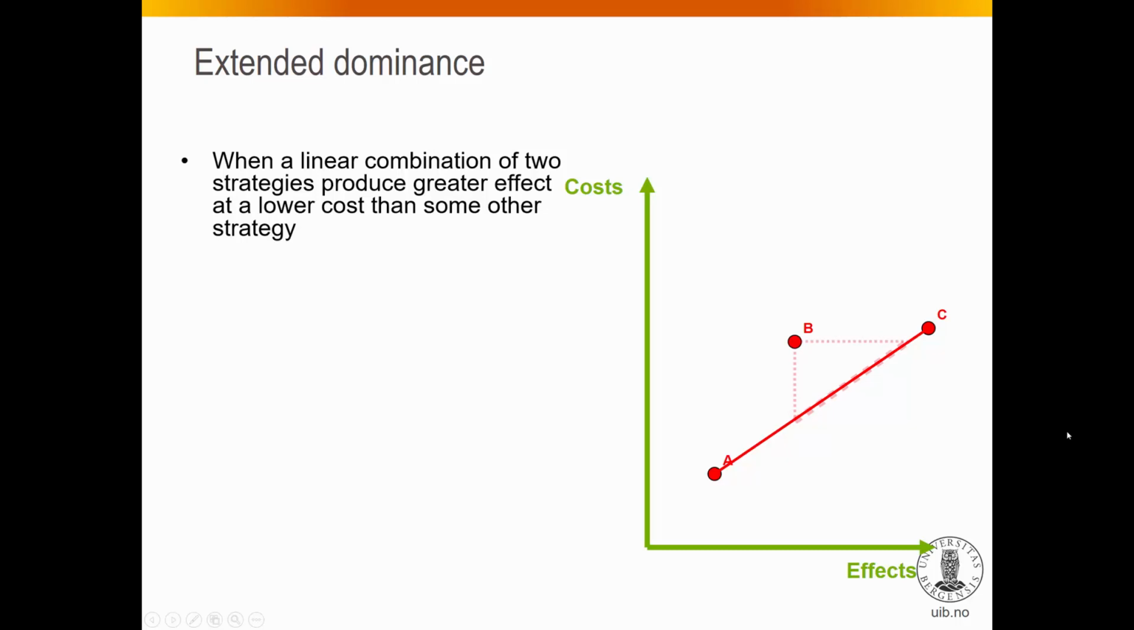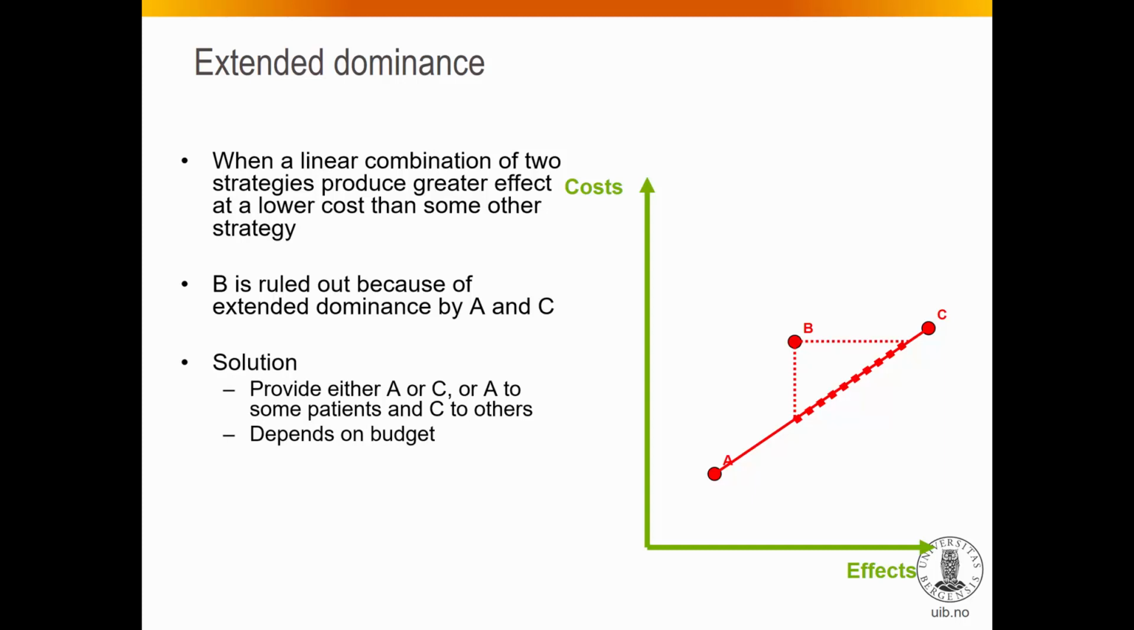In this case, we see that B is ruled out because of extended dominance by A and C. So for a certain sector of the linear combination, B is more costly while also being less effective compared to the combination. So this is dominance. So in this case, we provide either A or C, or we provide A to some patients and C to other patients. It depends on the budget. How much can we afford?